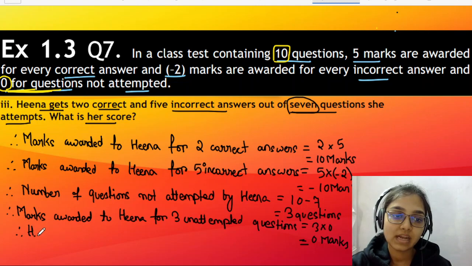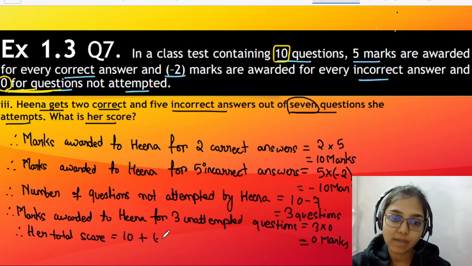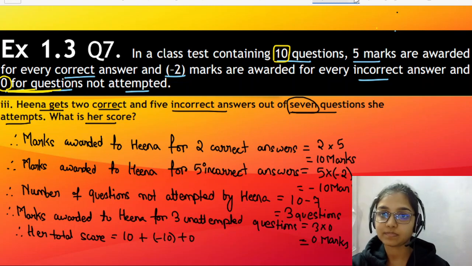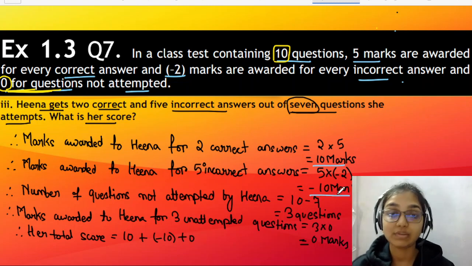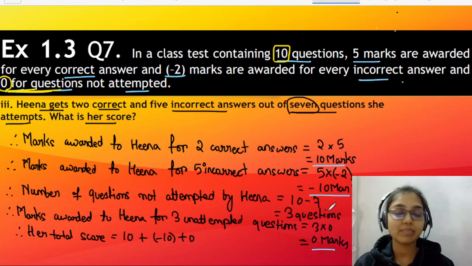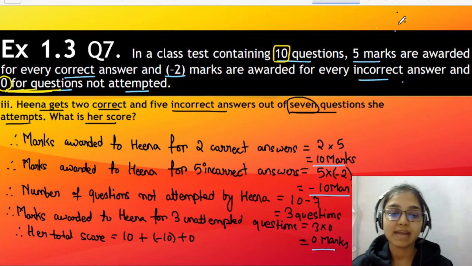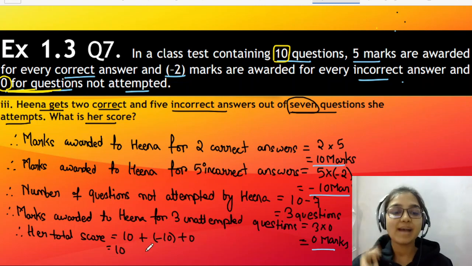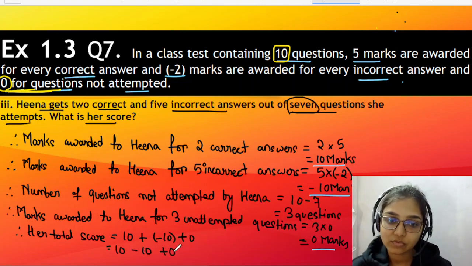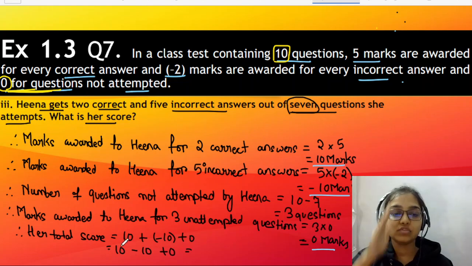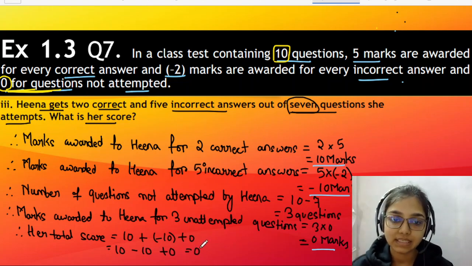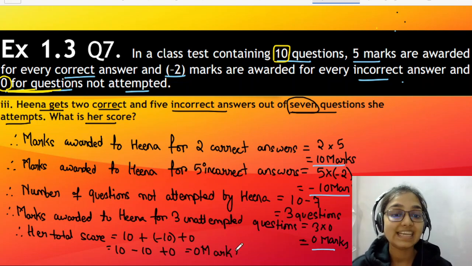So therefore her total score would be equals to 10 plus of minus 10 plus 0, right? We just need to add these 3. This one for the correct answers, this one for the incorrect answers, and this one for the questions not attempted by Hina. Okay, so let's do the addition. So over here, first of all, we are going to open the brackets. 10 plus of minus is minus 10 plus 0. Now it's very simple, plus 10 minus 10. So these two will get cancelled and it will be 0. So her total score would be 0.